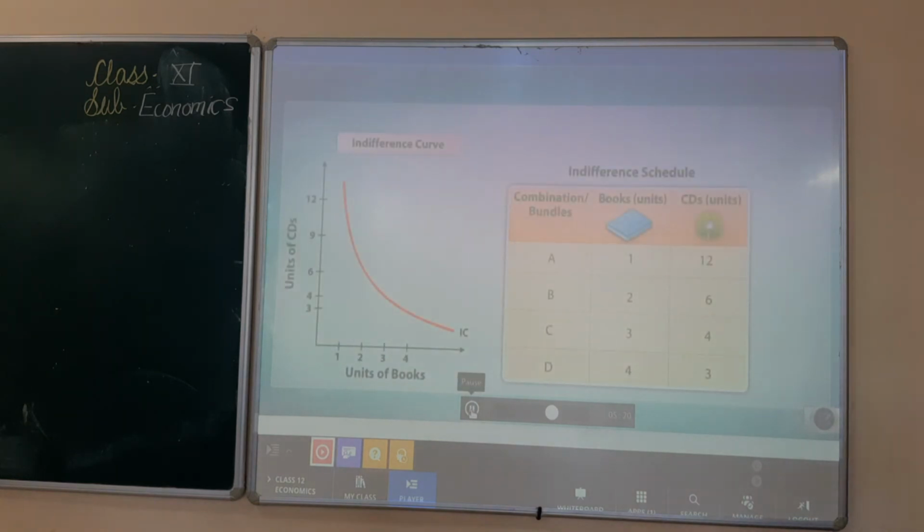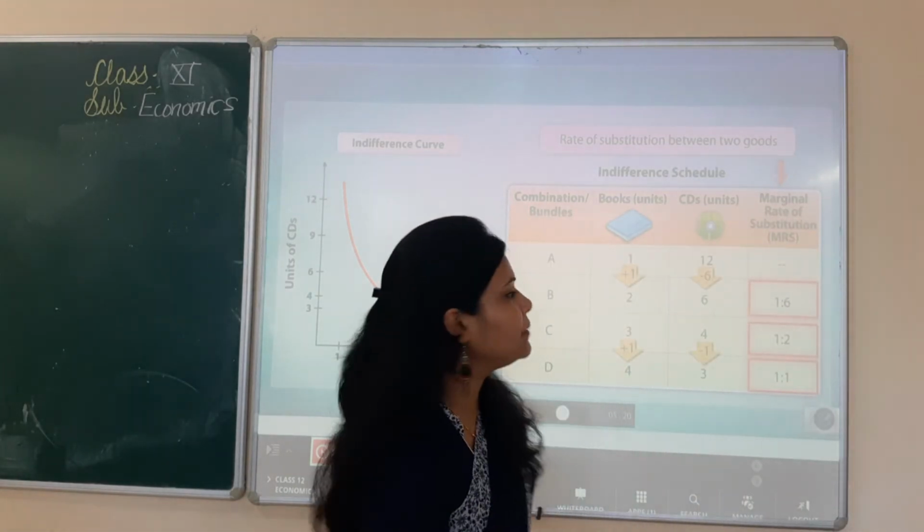The indifference schedule also reflects the change in the value of each good with changes in its quantity. For instance, when you have 12 CDs and just one book, you may be willing to give up 6 CDs for an extra book. But when you have only 4 CDs and 3 books, you may only be willing to give up 1 CD for an extra book. This rate of substitution between two goods can be represented through ratios and is known as the marginal rate of substitution, or MRS. Now another concept has come in this topic, that is the MRS.